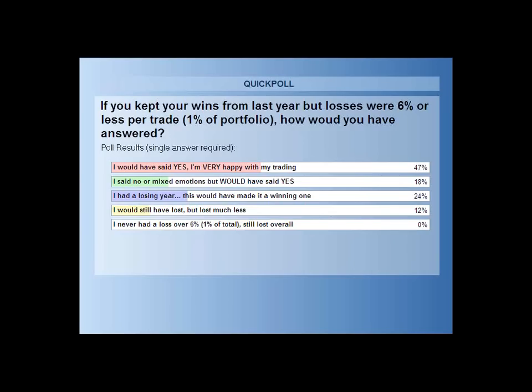65% of you would have been happier with your trading results over the last 12 months if you just kept your losses to 6%. 24% of you had a losing year, but this would have made it into a winning year. That's fantastic. Now we're essentially up to 89% of you who would have done much better with your trading just by implementing that one basic setup, that one thing we gave away for free today, by keeping your risks down to 6% on your position, 6 or 7%. And 12% would have lost much less.